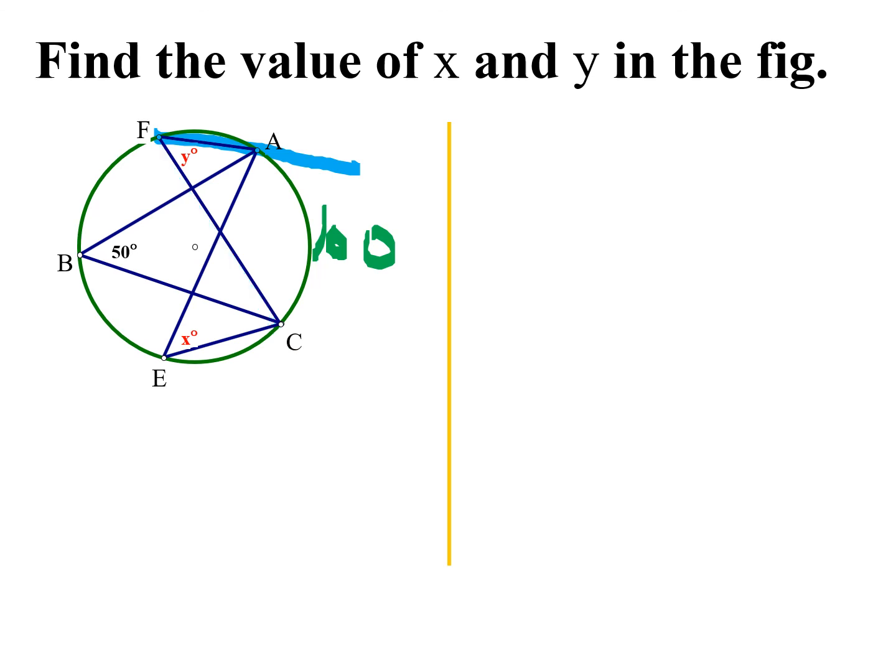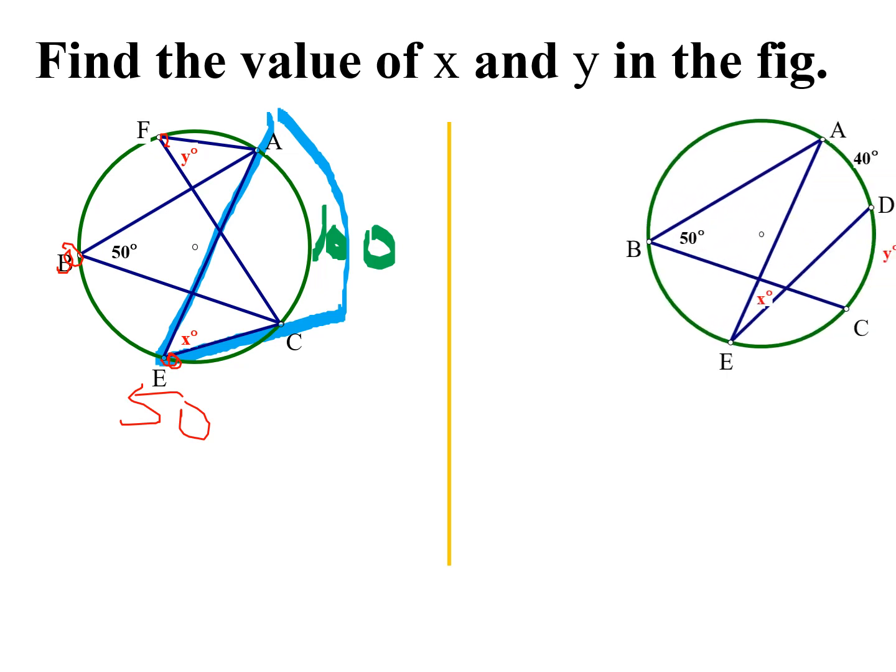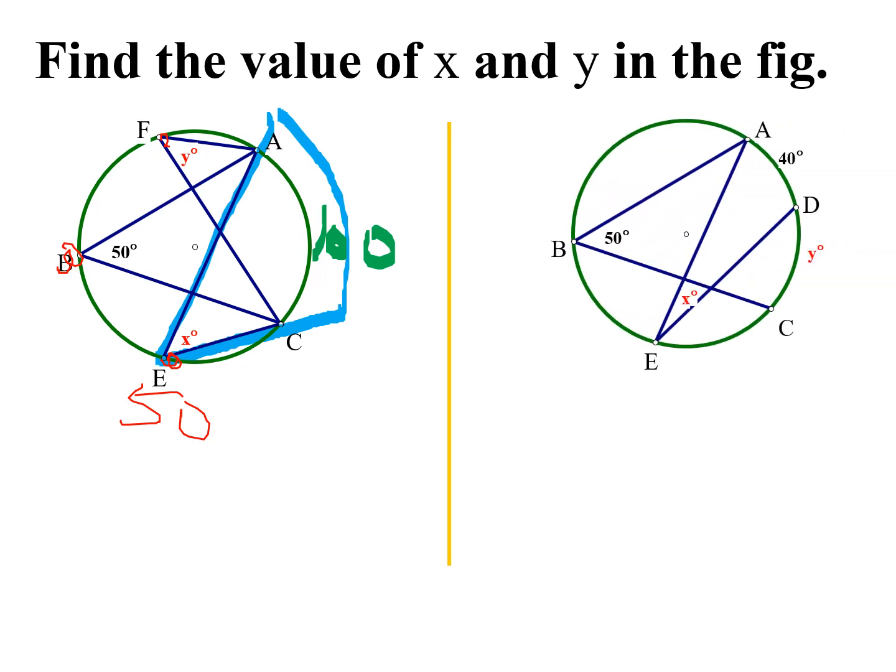And then you can say, what does X open up to? Angle X, same thing. They both, all three of them, went up to the 100, so all three of them are going to be 50. And they're on the edge, inscribed angles. There you go, another one.